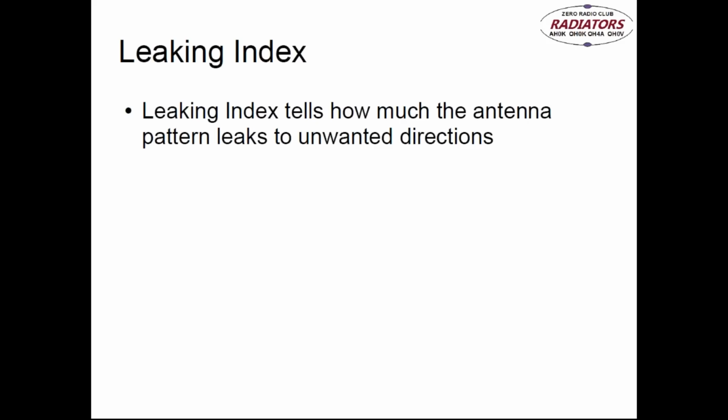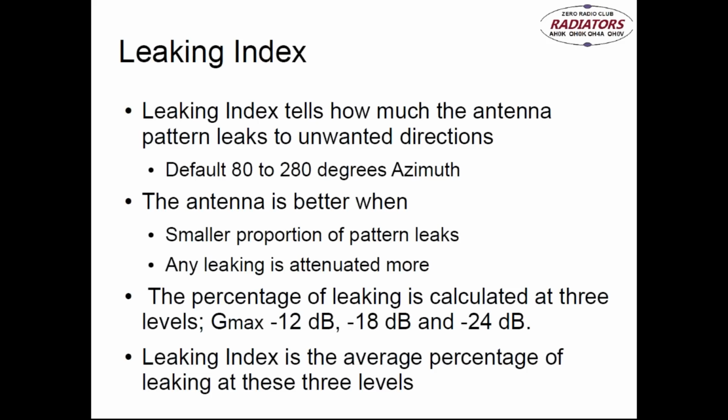About the leaking index, let's look at that in more detail. The leaking index tells us how much the antenna pattern leaks to unwanted directions. The default was from 80 to 280 degrees azimuth. The antenna is better when we are receiving a smaller proportion of any leaking, that is attenuated more and more. We are calculating the percentage of leaking at 3 levels: gain maximum minus 12, 18, and then 24 decibels. You will see soon on a graph how this builds up. And the leaking index is the average percentage of leaking at these 3 levels.